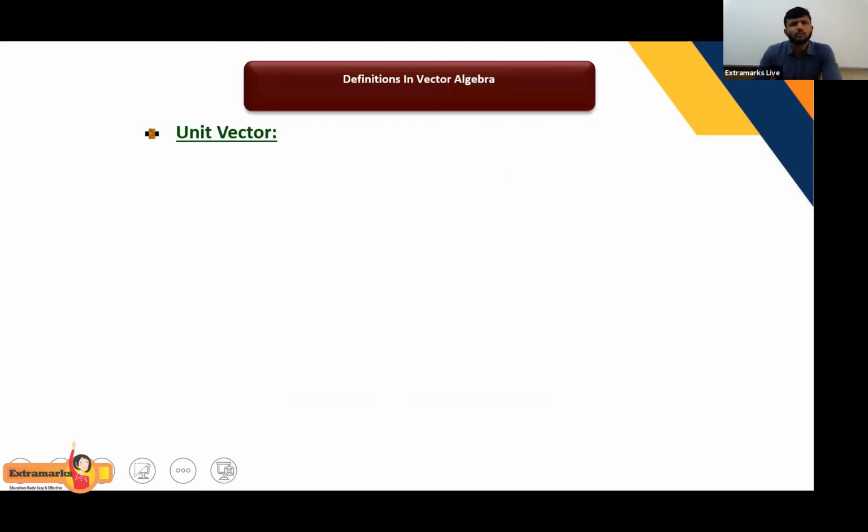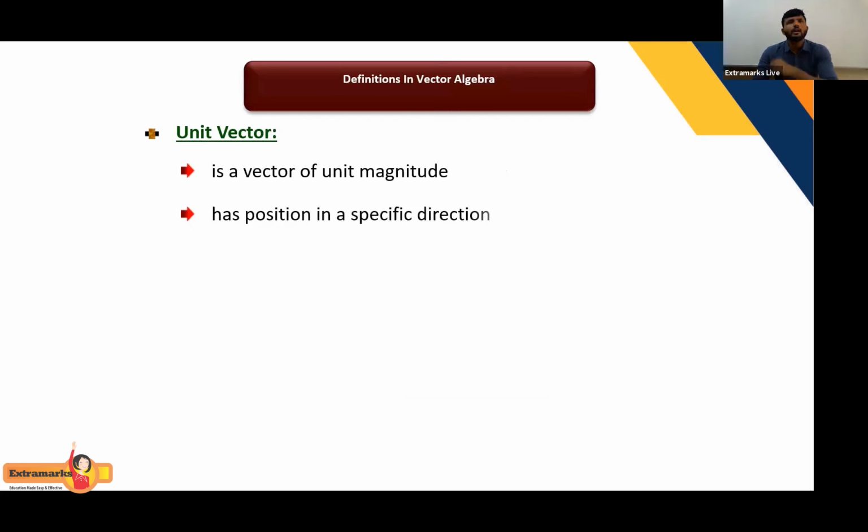The very important vector is the unit vector, and I can say it is the smartest vector. Why? Because it wears a cap.